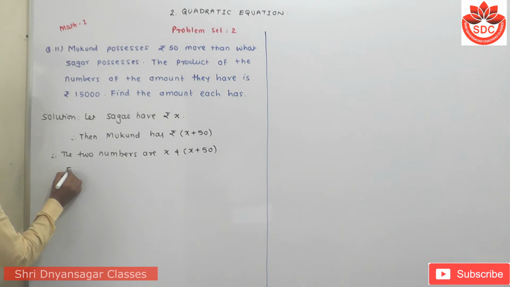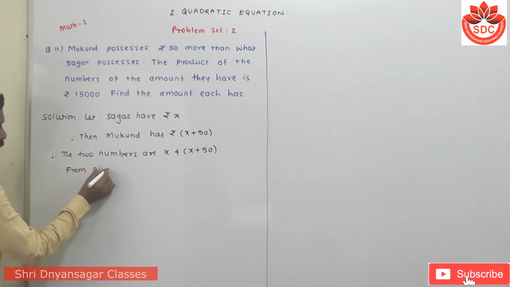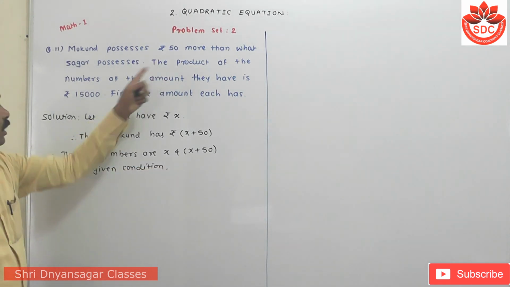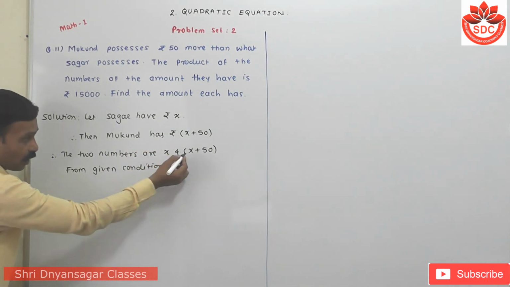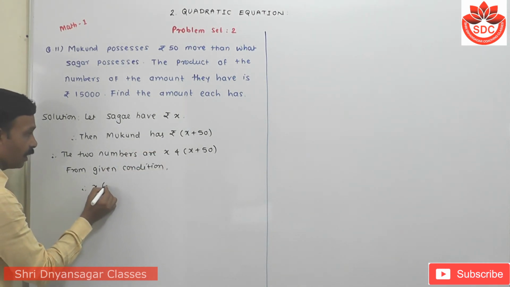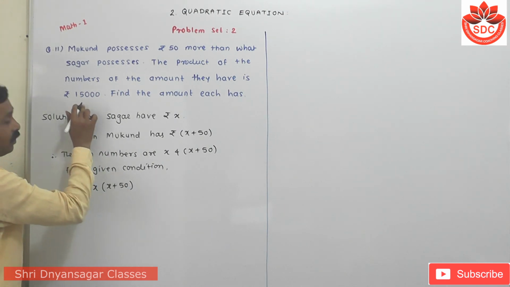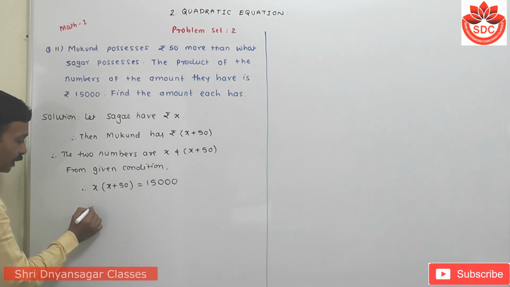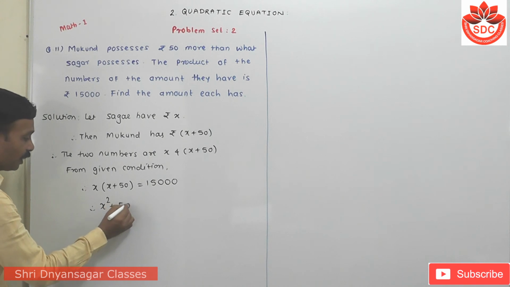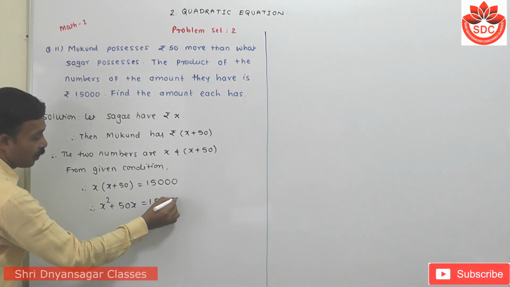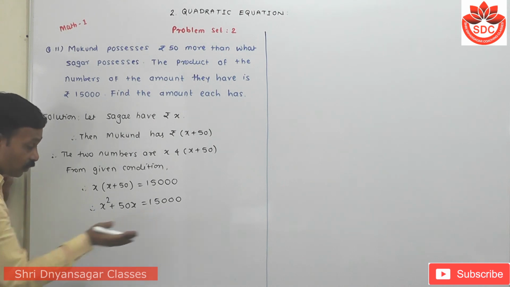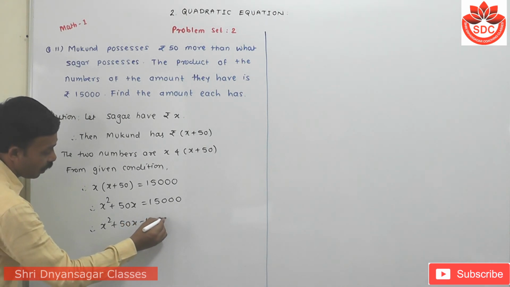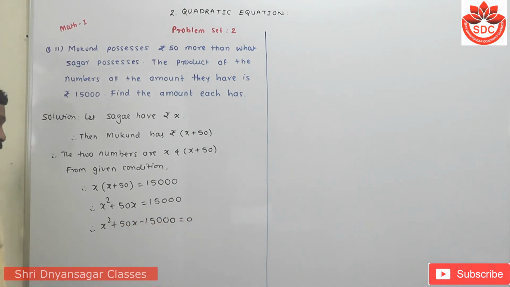Now from the given condition, this condition tells us that the product of the two numbers, so we take the product of these two numbers, that means x in bracket x plus 50 is equal to 15,000. Multiply this x to the whole bracket, we get x square plus 50x is equal to 15,000. Transpose this 15,000 to the other side, we get x square plus 50x minus 15,000 is equal to 0. This is the quadratic equation.